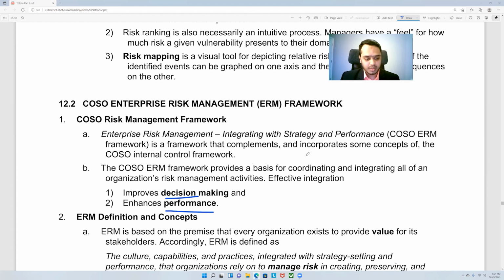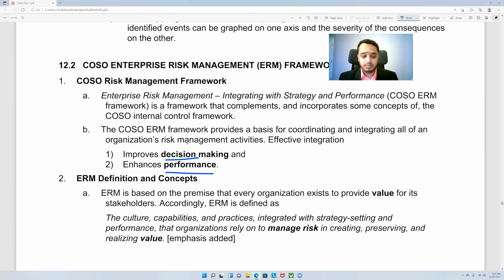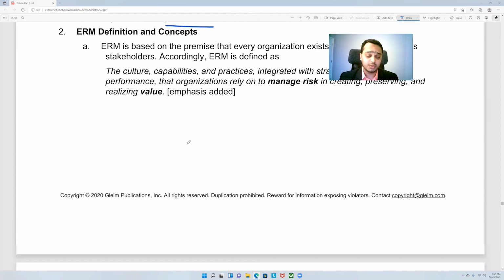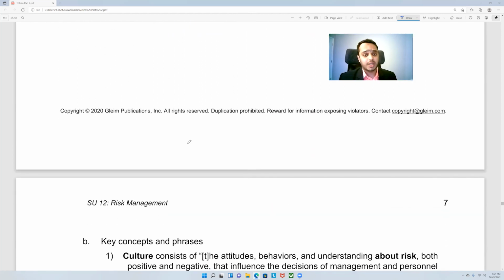So the full form is not given here. It is Committee of Sponsoring Organizations. They have come up with this particular integrated strategy, performance and ERM so that they can manage the risk of the organization they are associated with. It means that on a regular basis, you can keep an eye on what risks are happening in the organization.